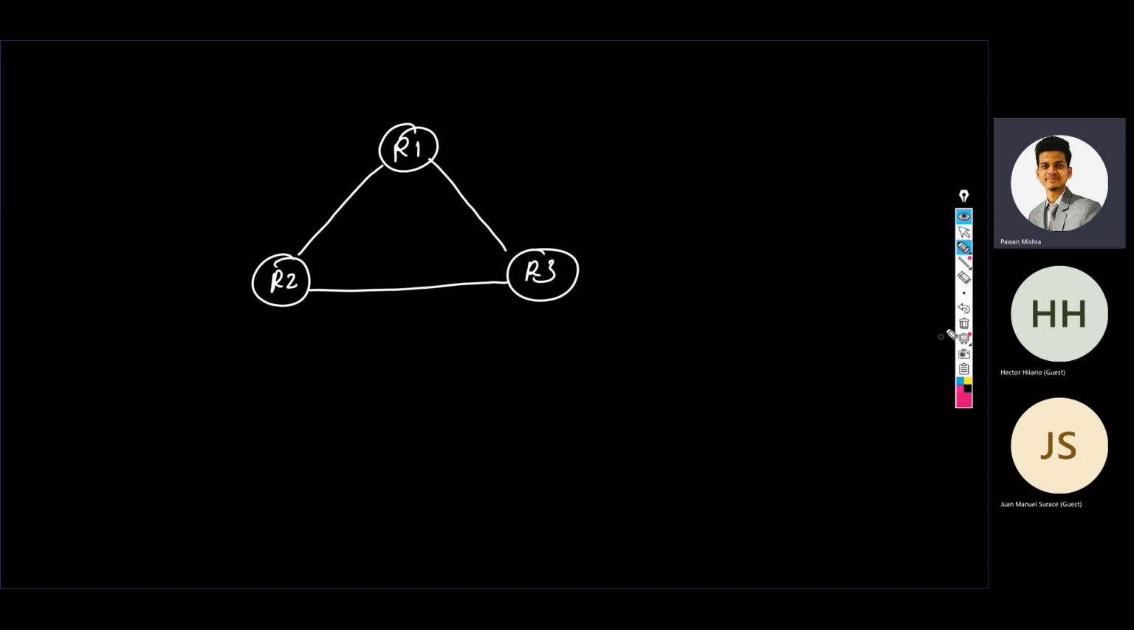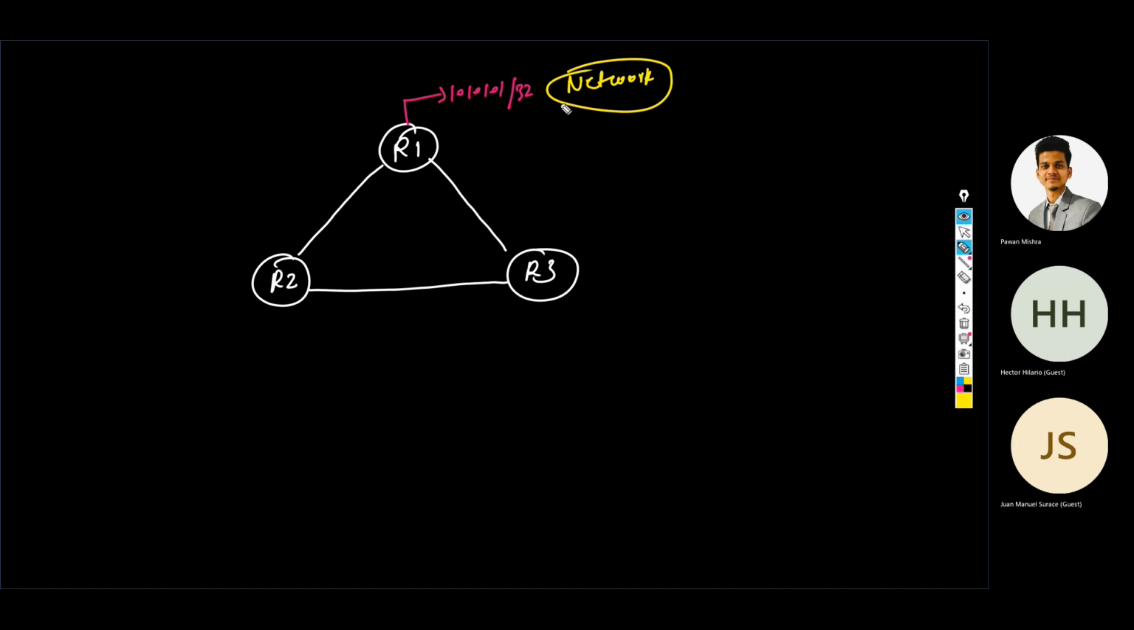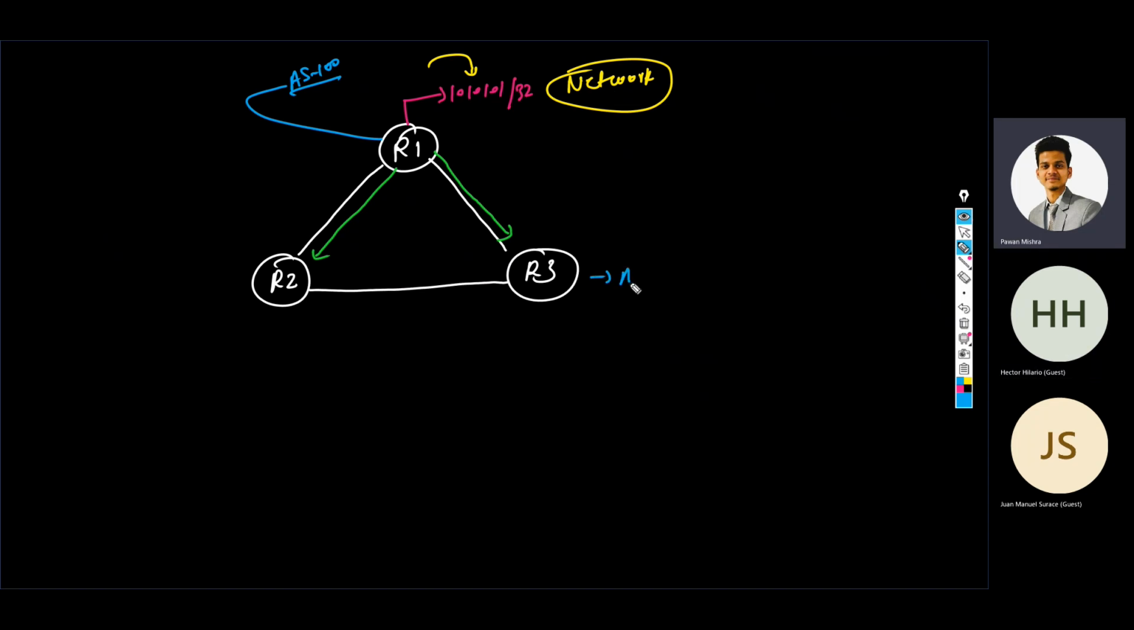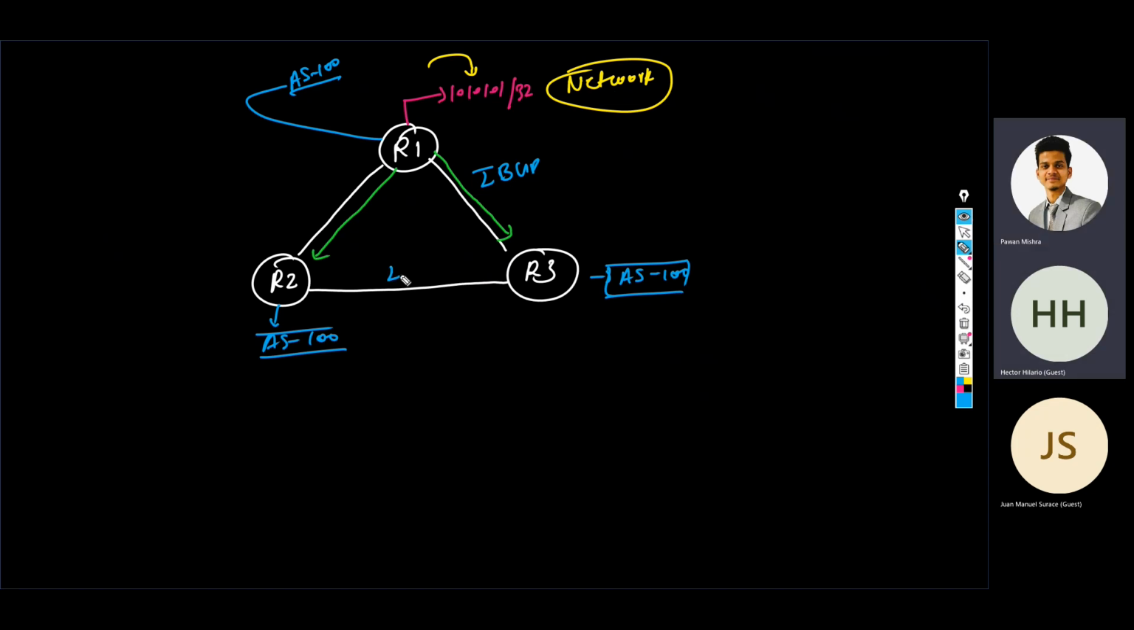Let's say we have this topology, and on R1, this router has a route 1.1.1.1/32. On R1, I'm using the network command, and I'll advertise this 1.1.1.1 route on R1. So what will R1 do? R1 will send this route to R2, and R1 will also send this route to R3. Let's say on R1 I'm using AS100, on R3 as well AS100, and on R2 AS100. In every router, I'm using AS100. It means the neighborship type is IBGP, because I'm using the same AS.